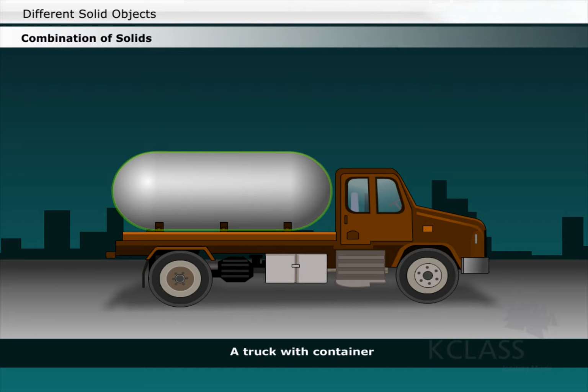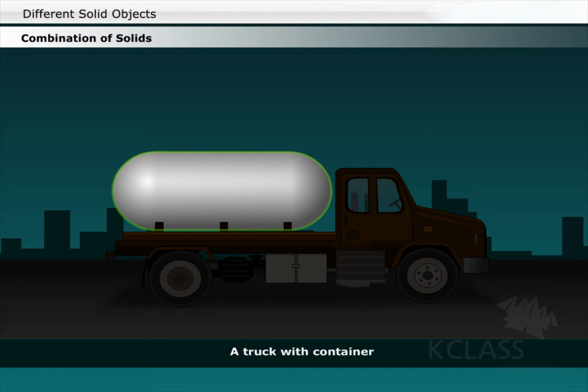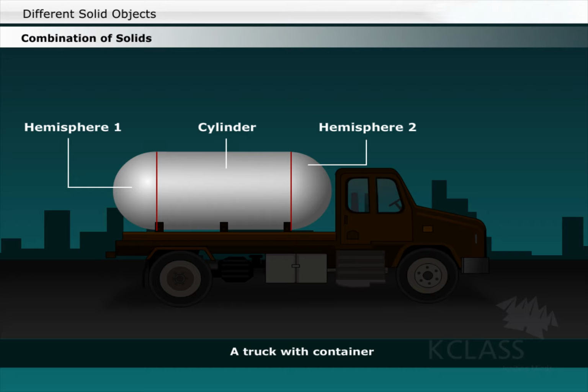Have you ever seen a truck with a container like this on its back? Does the shape of the container look like any of the shapes you saw in the previous screen? No, that is because this container is not made of any one shape. It is actually a cylinder in the middle with two hemispheres at the two ends. Such figures are a combination of solids.